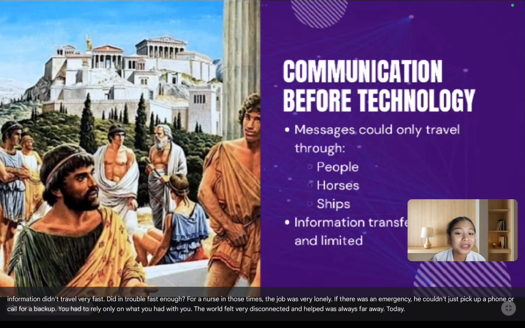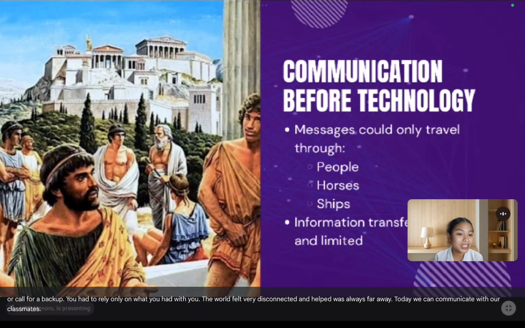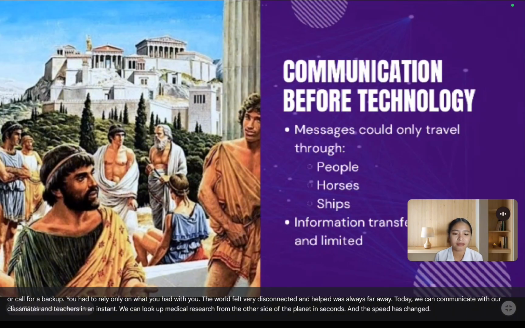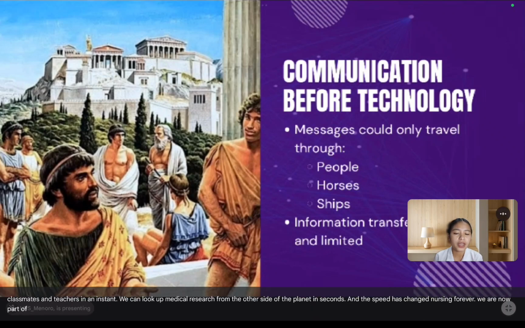Today, we can communicate with our classmates and teachers in an instant. We can look up medical research from the other side of the planet in seconds. And this speed has changed nursing forever. We are now part of a global community where we can share life saving information as soon as it is discovered.